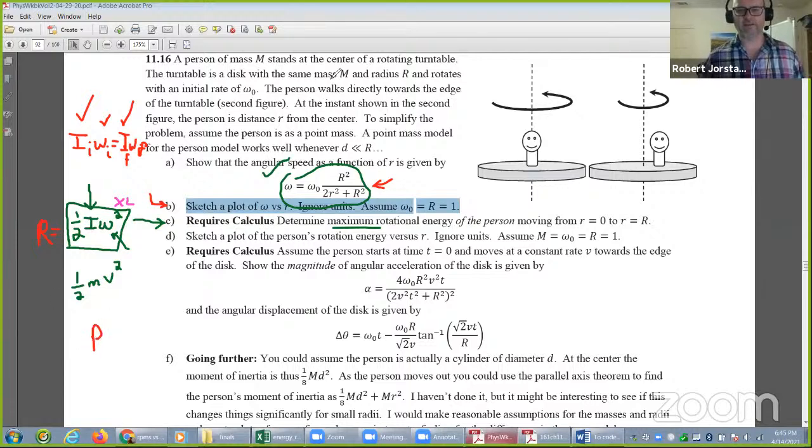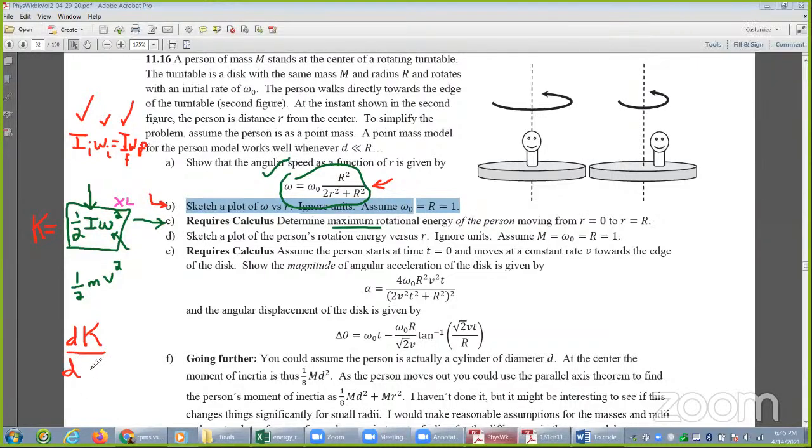Oh, that's a bad idea. How about I call it K? Let me undo that. Let's say the rotational kinetic energy is the letter K. What you said, take the derivative of it. So I'm going to say with respect to what? dK dr. Little r.